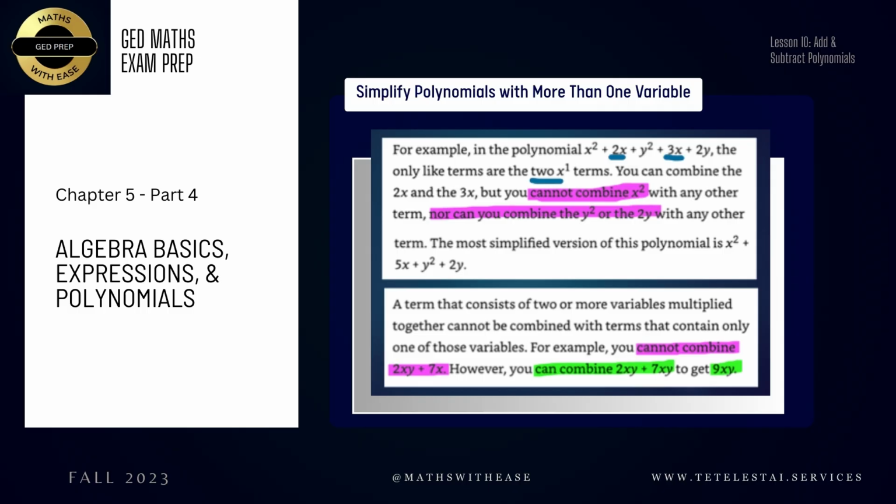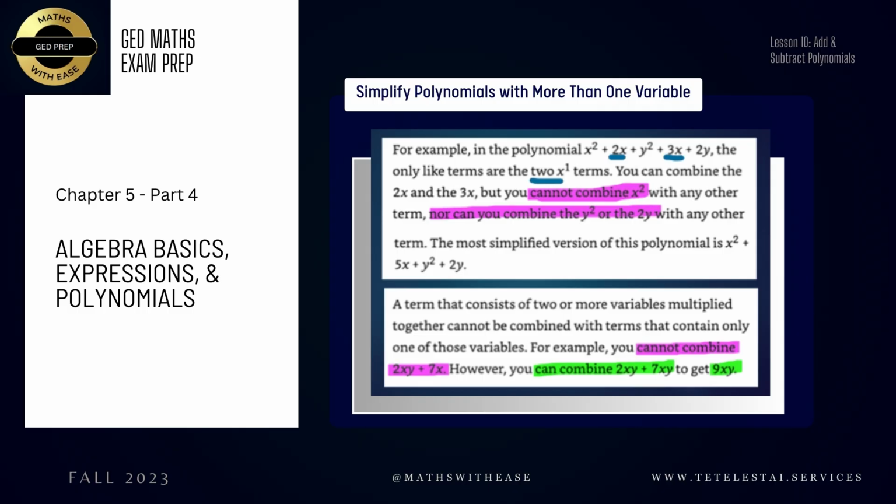So the simplest version of this particular polynomial would be x squared plus 5x plus y squared plus 2y, okay? And we got that simply: x squared, we leave as is. 2x plus 3x is 5x, okay? And then y squared, we got that from our original expression, we leave that as is. And then 2y, also coming from our original expression, okay?